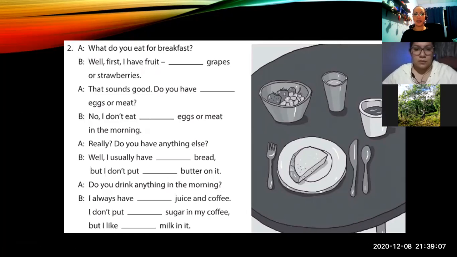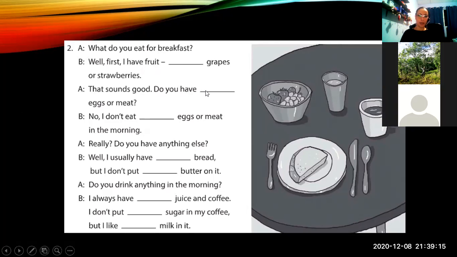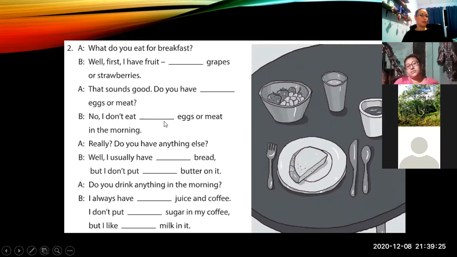Some grape or strawberries. That sounds good. Do you have some or any? Some or any. That's okay. Some or any. No, I don't eat any eggs or meat in the morning. Okay, I don't eat any. Aquí sí es any, porque estoy haciendo una negativa. I don't eat any eggs or meat in the morning.